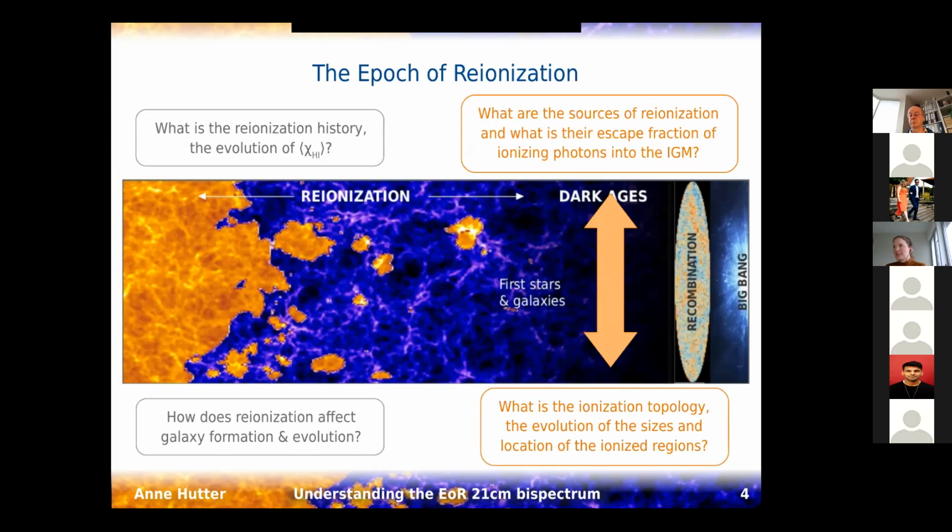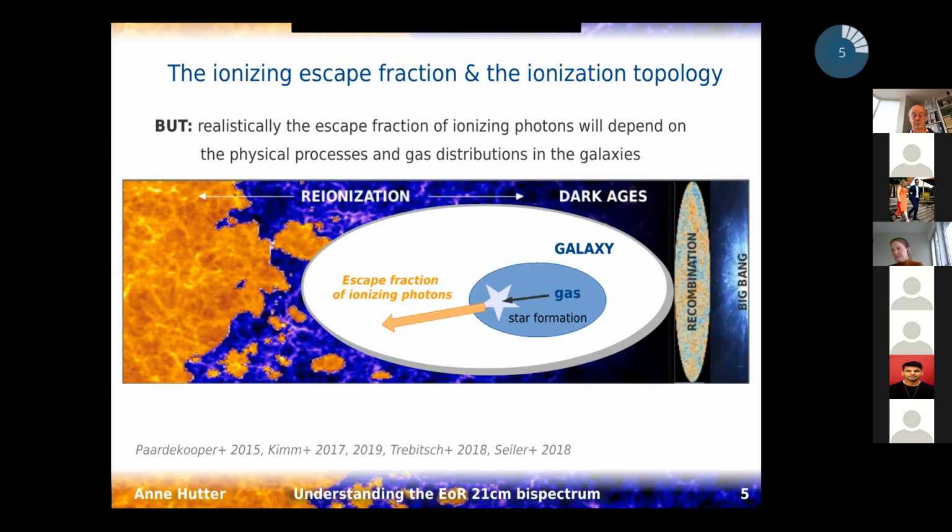With the escape fraction of ionizing photons, there have been a bunch of radiation hydrodynamical simulations. What they have been showing is that the escape fraction depends very sensitively on the physical processes and particularly the gas distribution within the galaxies. For instance, supernova feedback plays a huge role because it can blow out gas from low mass galaxies and provide low density tunnels through which the ionizing photons can escape from the galaxies into the intergalactic medium.